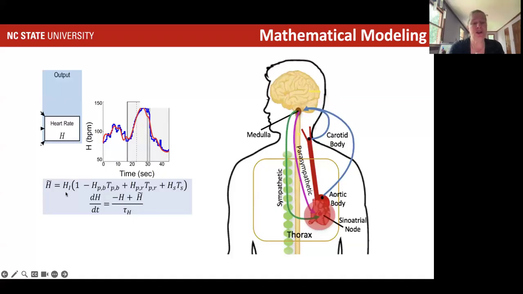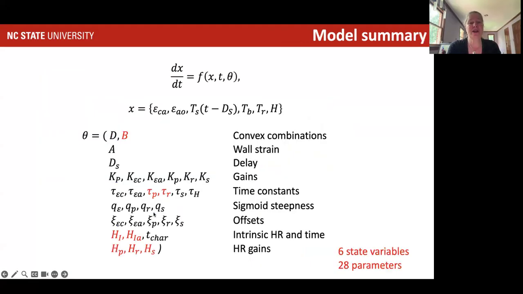So we have an intrinsic heart rate, which is the rate the heart would beat at if there's no input. We have the parasympathetic response, which makes heart rate go down. The respiratory response, which makes heart rate go up. And the sympathetic response, which is delayed, which also makes the heart rate go up. Again, we have a differential equation. So summarizing this model, it has 1, 2, 3, 4, 5, 6 state variables, but it has 28 parameters. And we did the same thing we did for the other model. We did sensitivity analysis. We did subset selection.